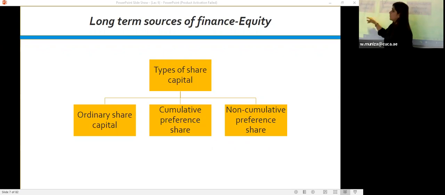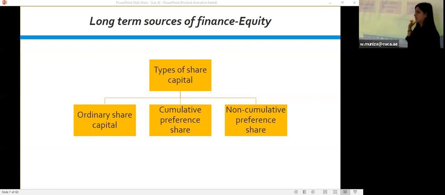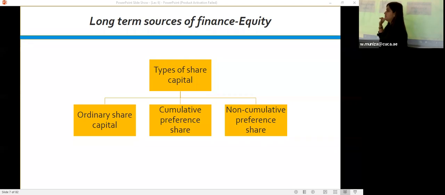They are the persons who will require the highest return because they are taking the highest risk in the organization. It is not mandatory that their dividend is going to be paid every year by the organization. Whatever is left after fulfilling all the obligations goes to the ordinary share capital providers. So they are basically the owners of the company. They have voting rights in the company as well. For preference shareholders, it is not always the case that they will have voting rights in the company. But for ordinary share capital providers, it is mandatory that they have voting rights in the company.